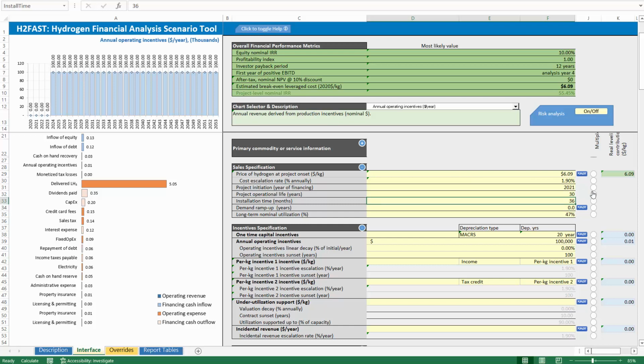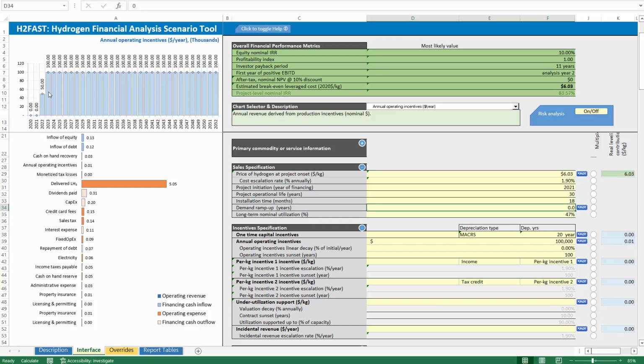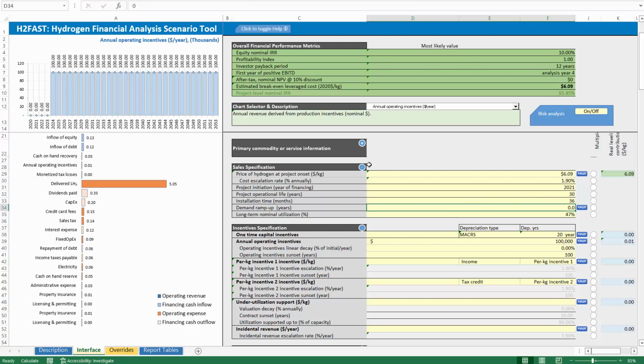What I just did here was, the incentive that is available for the plant is tied to the plant operation. So if you operate the first year for half of the year, because it took 18 months to construct, that means that incentive is also available half of the first year. But let me put this back to 36 months so that we have round years here.